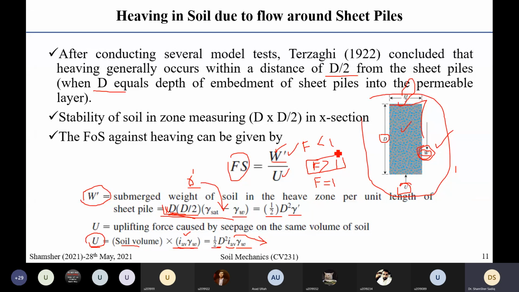Any question related to this slide? What is meant by the factor of safety? So Fahad, can you revise this slide please?